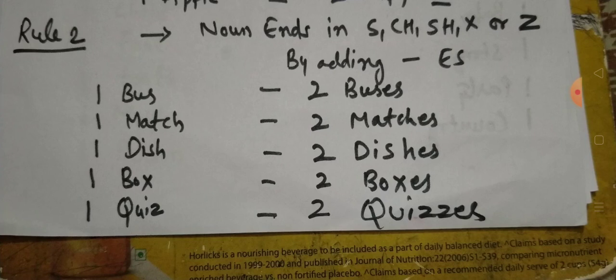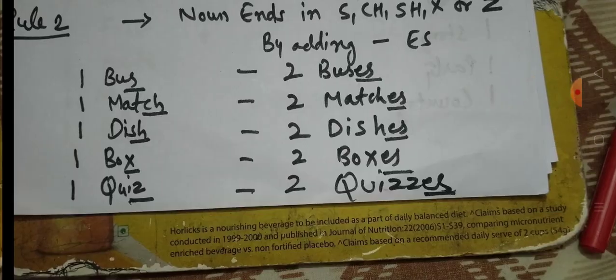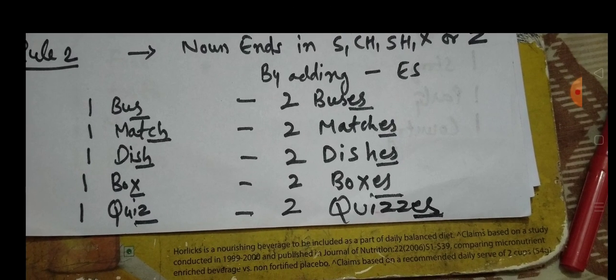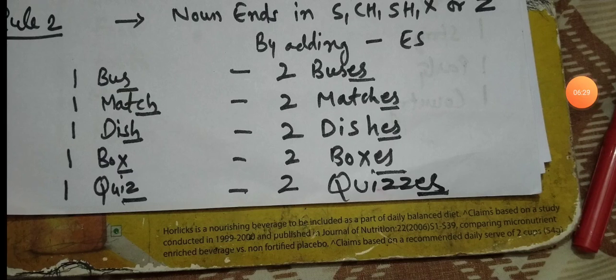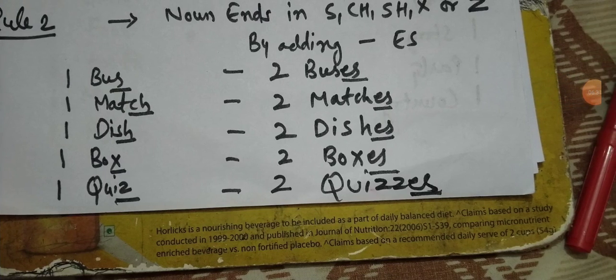Now let's move forward. Now write down rule number 3. In rule number 3, when your noun... before moving forward, you can see here I have underlined the words for you. S, we have changed it into es. Ch, we have added es. Here everywhere you can see that I have underlined the noun ended with s, ch, sh, x or z, and we simply have added es after that. Hope it's clear to everyone.